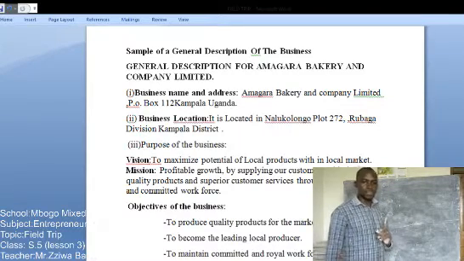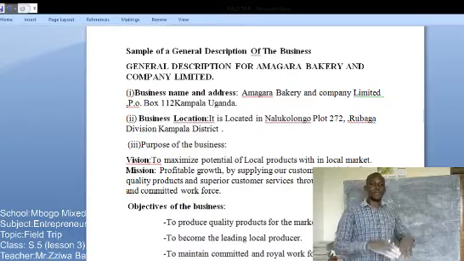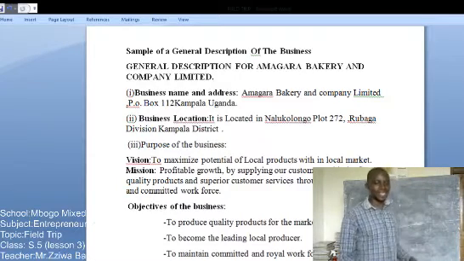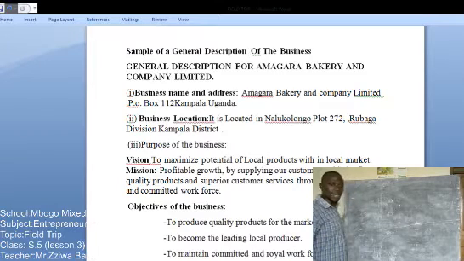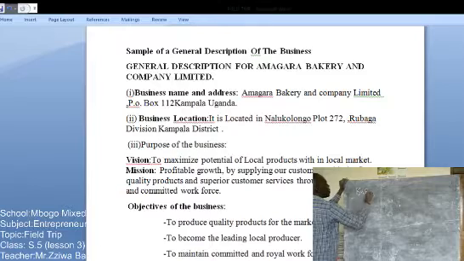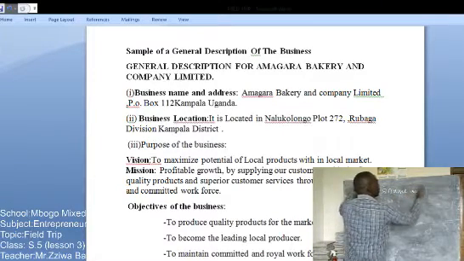Number one, the general description. Let us assume any business, for example, Amagara Bakery and Company Limited, the general description for Amagara Bakery and Company Limited. You can even put in Turkey Bakery. You can even put any bakery of your choice. Okay? Business name and address.